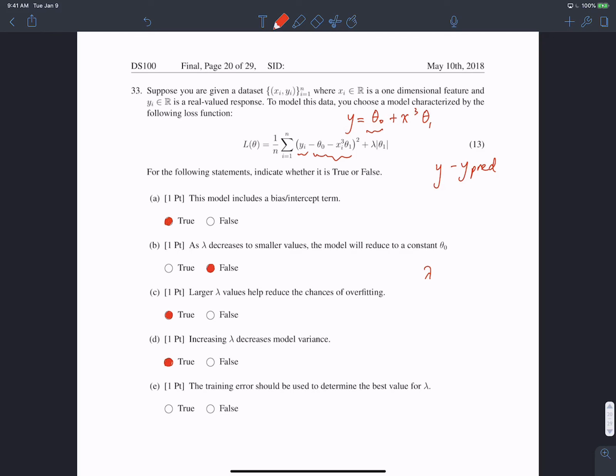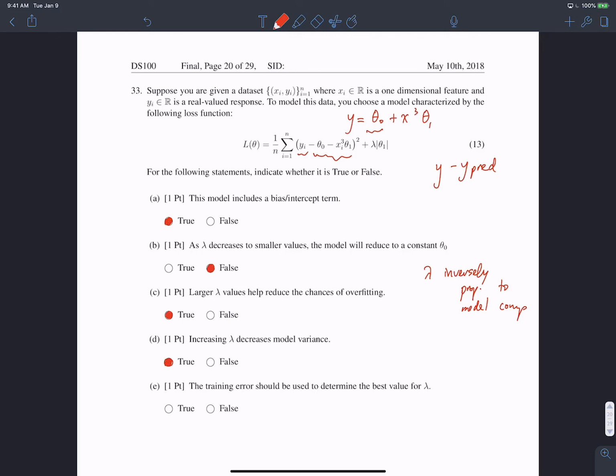Remember, lambda is inversely related to model complexity, and model complexity and variance are proportional to one another, right? So if we increase lambda, we're making sure our model is less and less complex, so we're decreasing the variance, though we are increasing the bias.